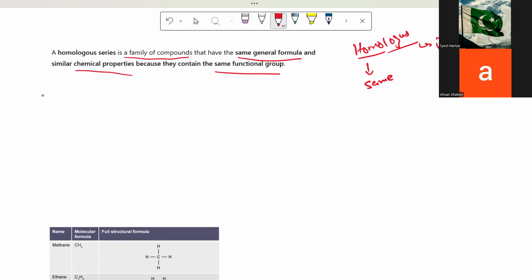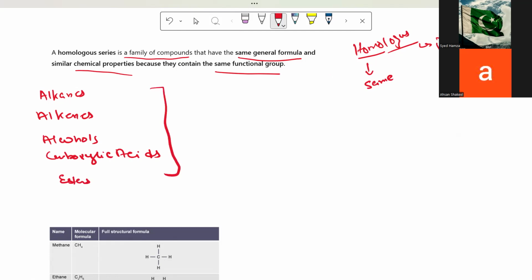Now, in this particular organic chemistry series, you're going to be studying 5 different series. You'll have alkanes, alkenes, alcohols, carboxylic acids, and also esters. You should know that these are 5 different homologous series, and each homologous series is different. How is it different? I'll tell you in just a second.